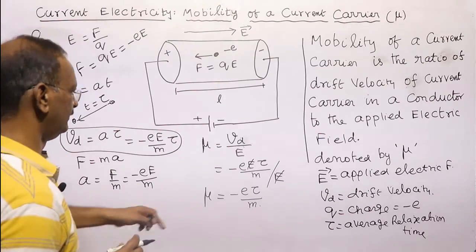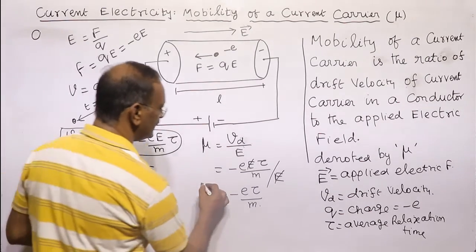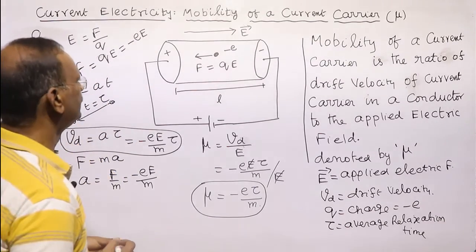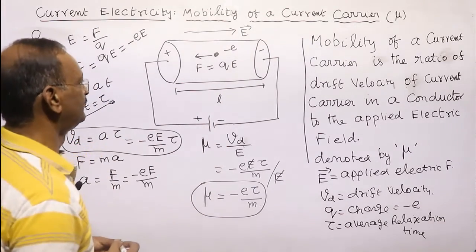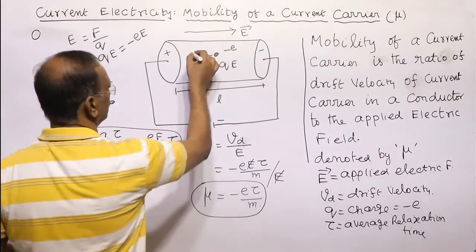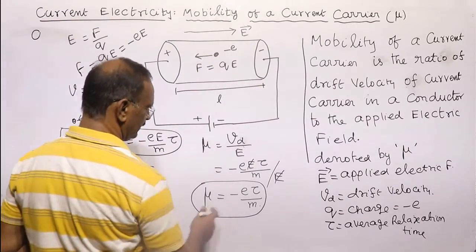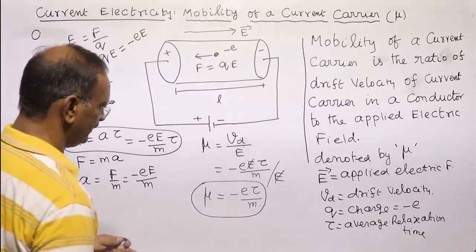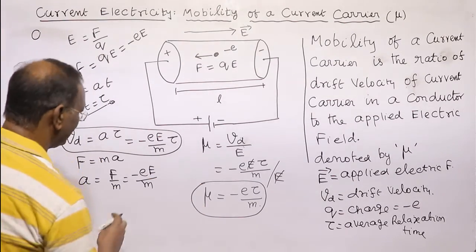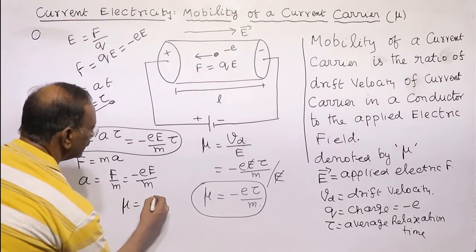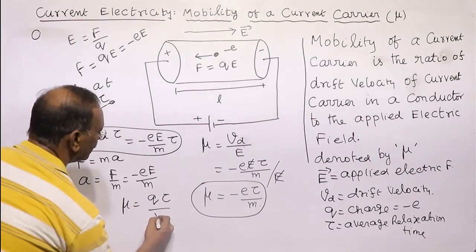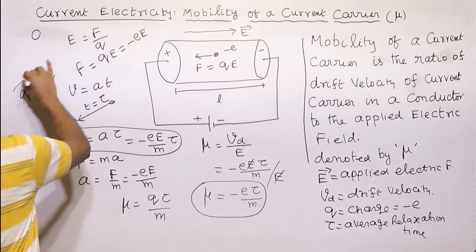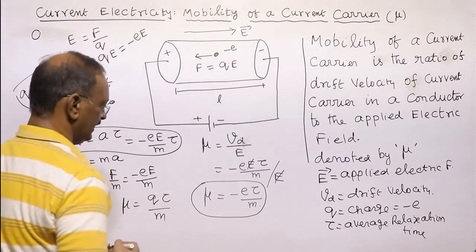So the mobility of free electrons in the conductor, drifting with the drift velocity, is mu equal to minus e tau by m, where e is the charge of the electron. In general, we can write mu is equal to Q into tau by m. In the case of an electron, the charge is equal to minus e. That is why it becomes negative.